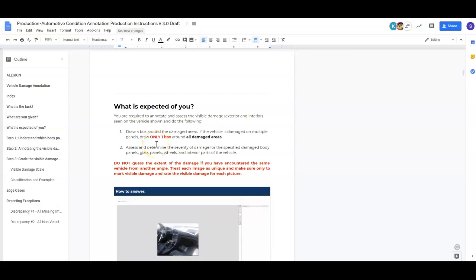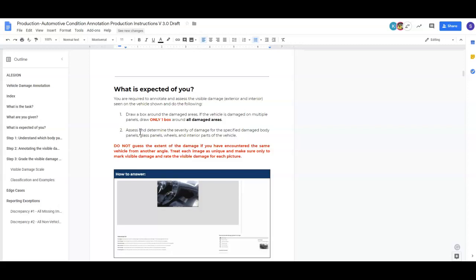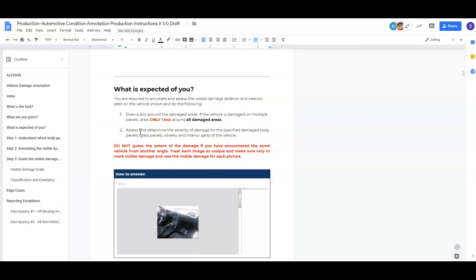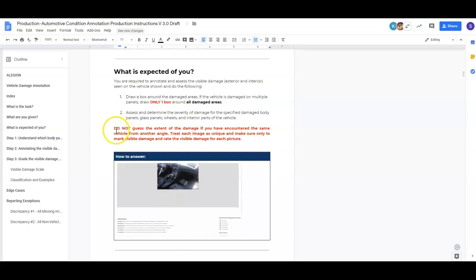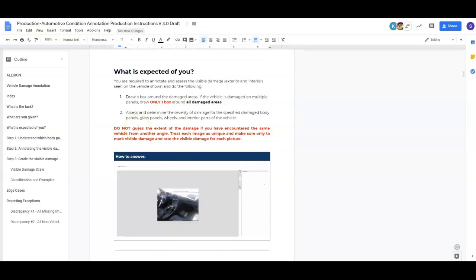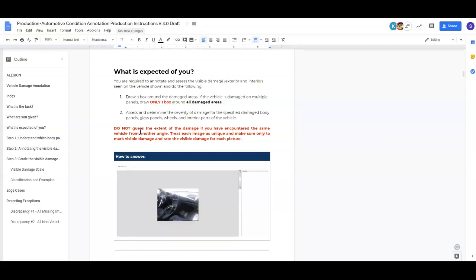As I said, you need to determine the severity of the damage of the specified vehicle, and also give an overall score on the level of damage. Very important, and I emphasize this again and again: do not guess the extent of the damage if you have encountered the same picture from a different angle. Each picture is unique, and you only mark the visible damage, and the rating must only be based on the visible damage or visible angle of the vehicle.